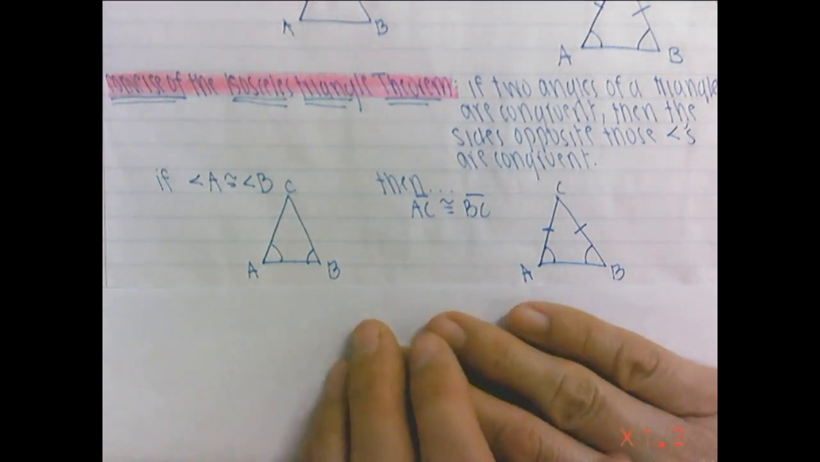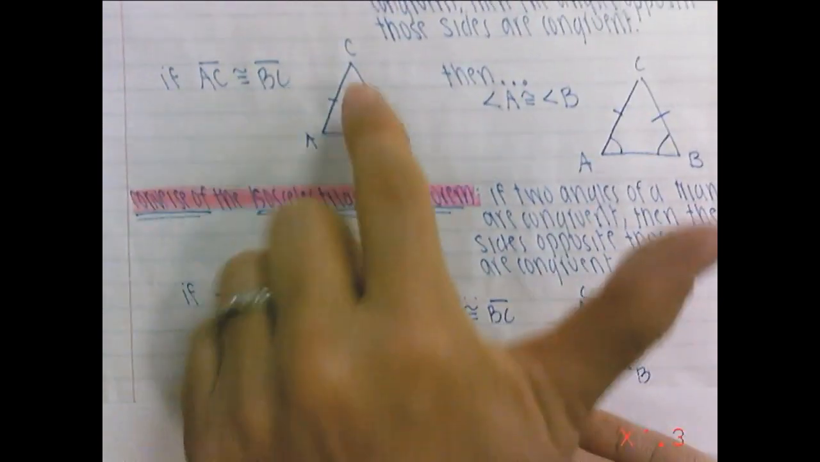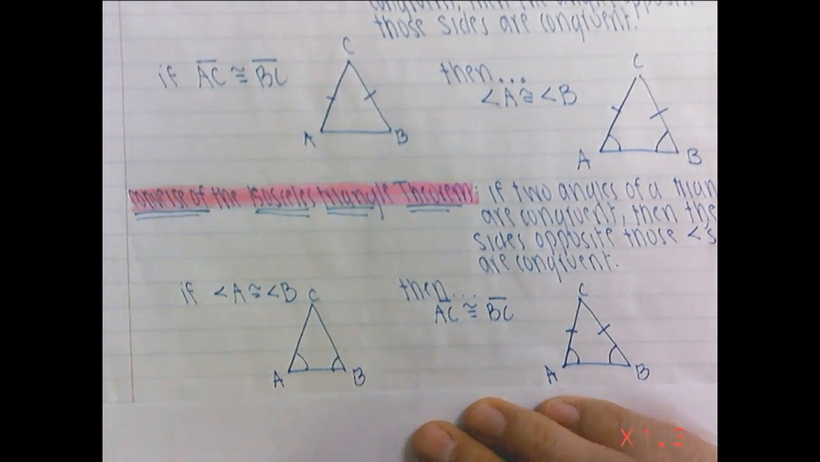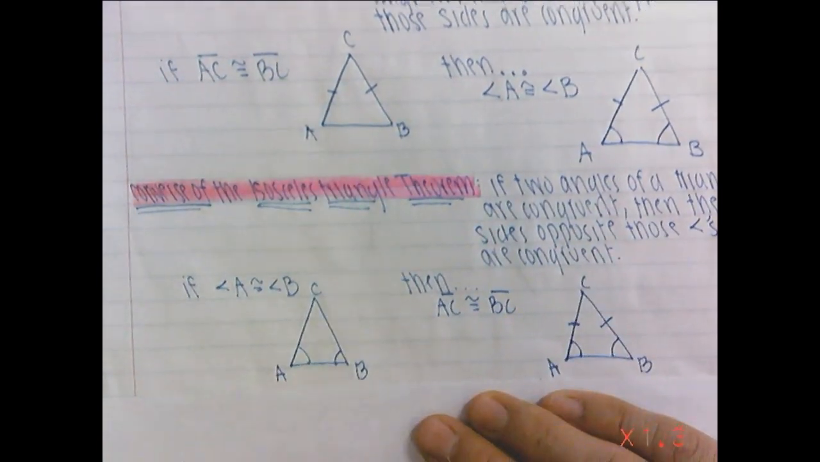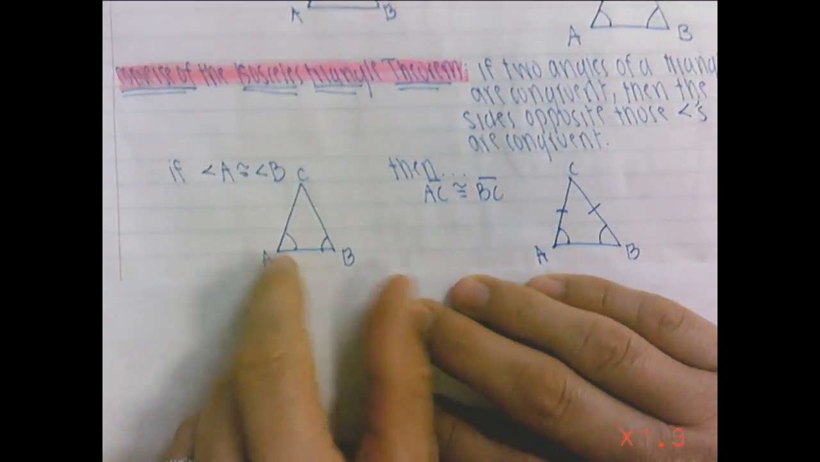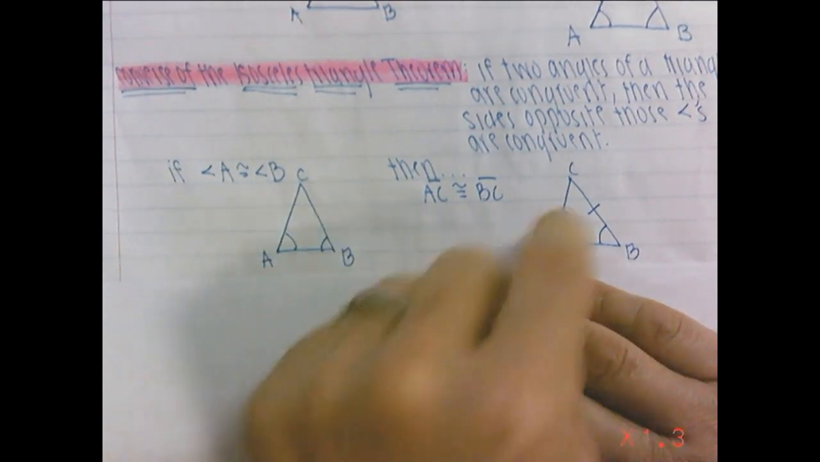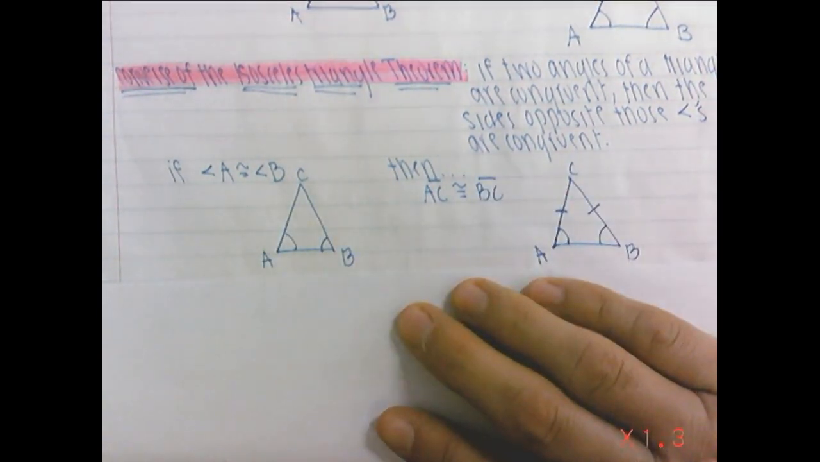So, basically, if we know that two sides of a triangle are congruent, then their base angles are going to be congruent. If we know that two base angles are congruent, then we know that their two sides are going to be congruent as well.